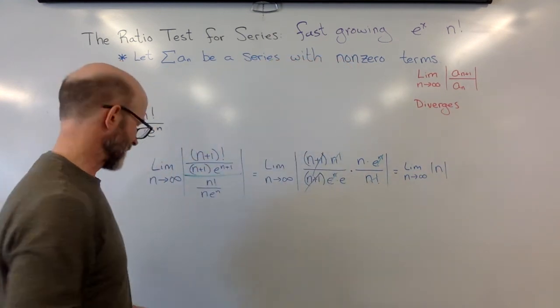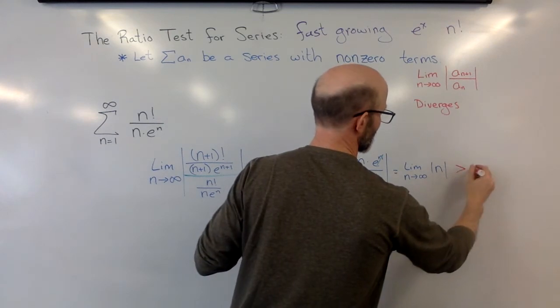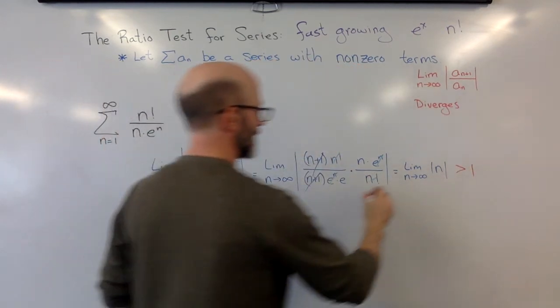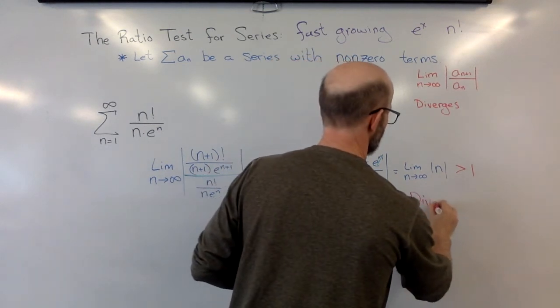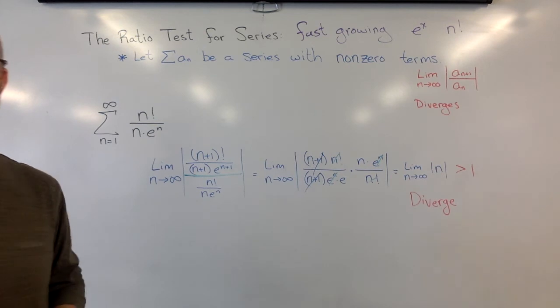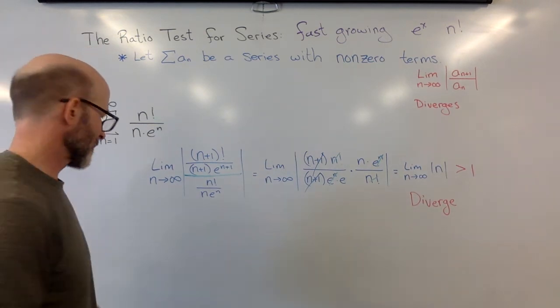Well, yeah, it looks like we're left with n as n approaches infinity. Really don't think that's going to converge there. Seems to be a little bigger than 1. That's going to probably diverge. So folks, that's what we have.